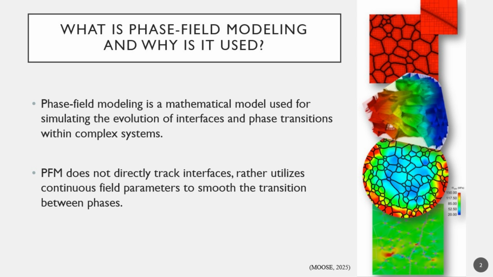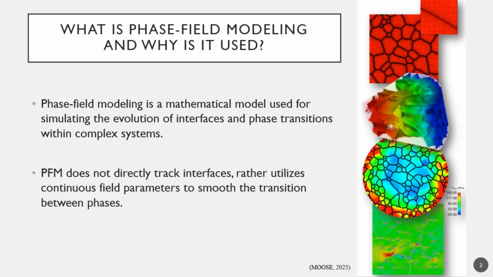At its core, a phase field model is a mathematical approach used to simulate the dynamics of interfaces, those boundaries between different physical phases like solid and liquid, or two grains in a metal, or even different components of a cell membrane. Now, in a traditional modeling approach, interfaces are often explicitly tracked using sharp boundary conditions or moving mesh techniques. But this becomes incredibly complicated when the interfaces change shape, merge, split, or disappear.